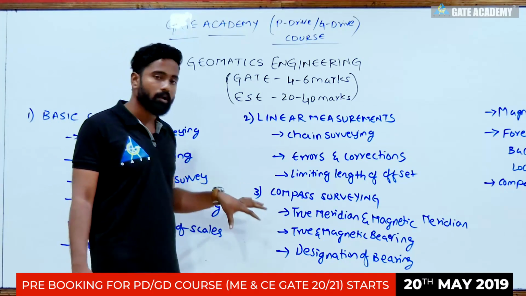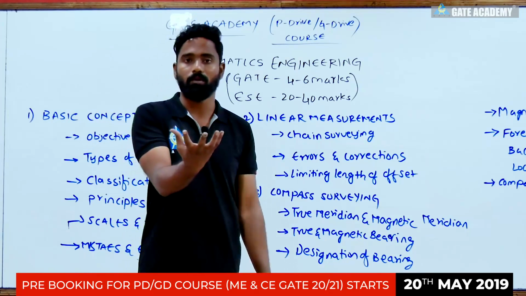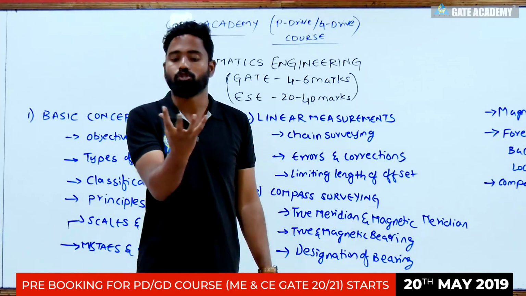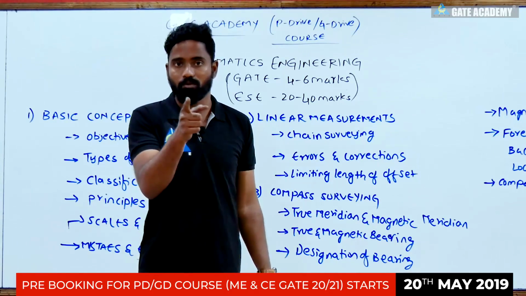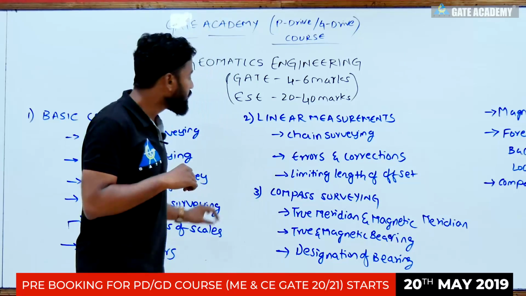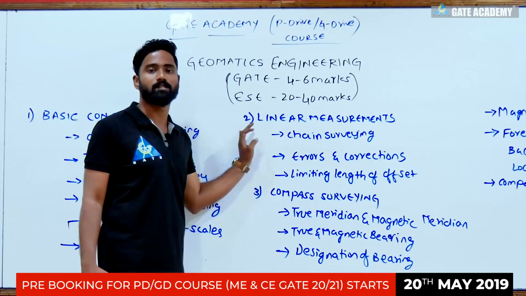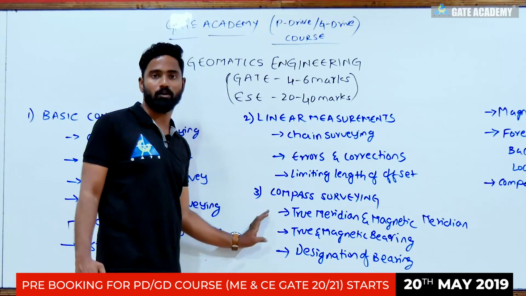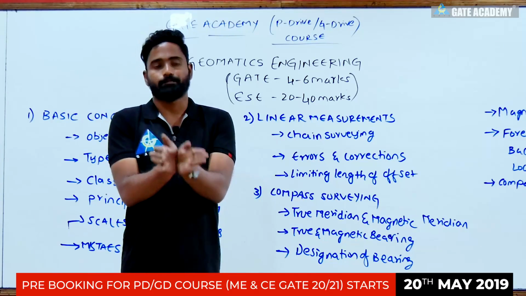Next, coming to compass surveying. Compass surveying means compass is an instrument which is used to measure the horizontal angles, right. So, there will be a needle, with respect to that needle you will keep on measuring the angle, right. So, that is compass surveying. Here linear measurement means measurement of lengths, compass surveying means measurement of angles, angle between any 2 points.